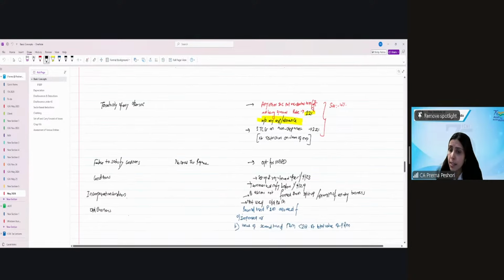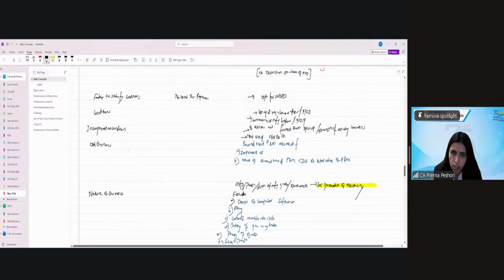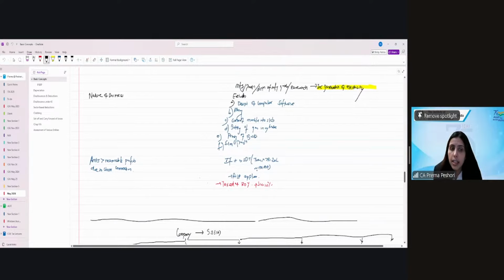The condition is that it is set up and registered after 1423 and commences manufacturing before 1424, and does not use old plant and machinery, but the exception is less than 20% of the total value of plant and machinery or imported plant and machinery. And here, transfer pricing is applicable if the transaction is greater than 20 lakh with the AE, then the arm's length price is applicable.